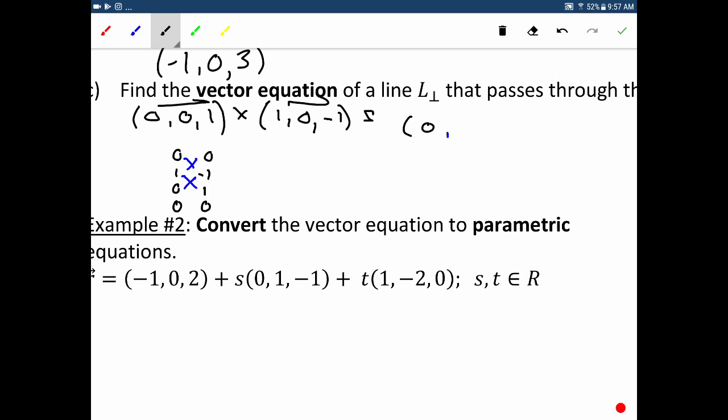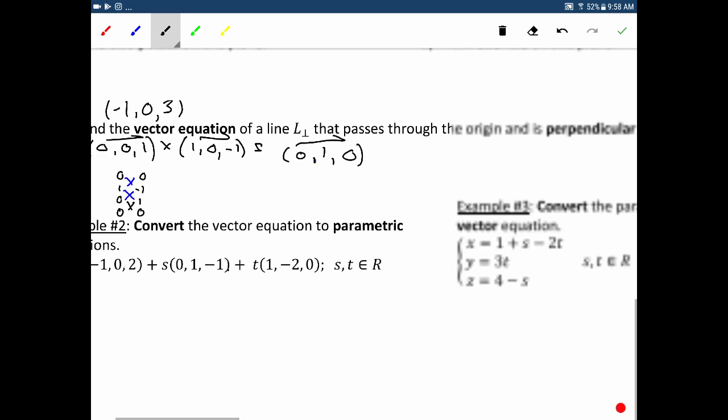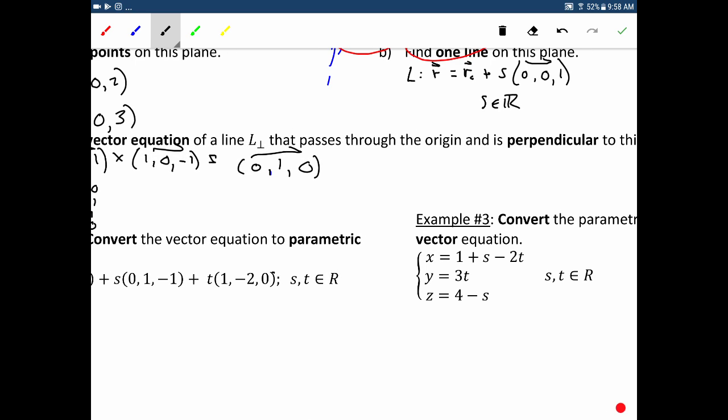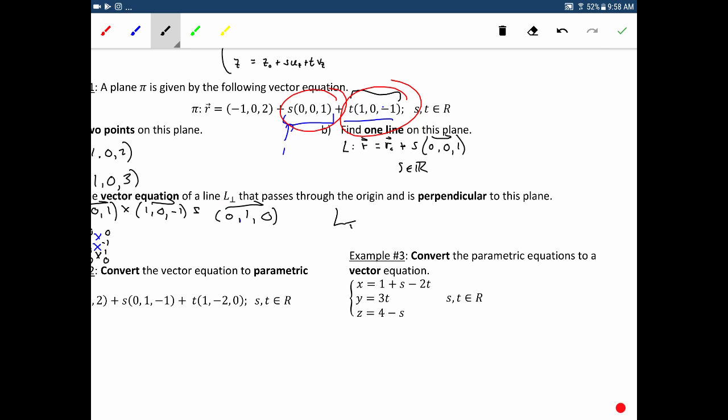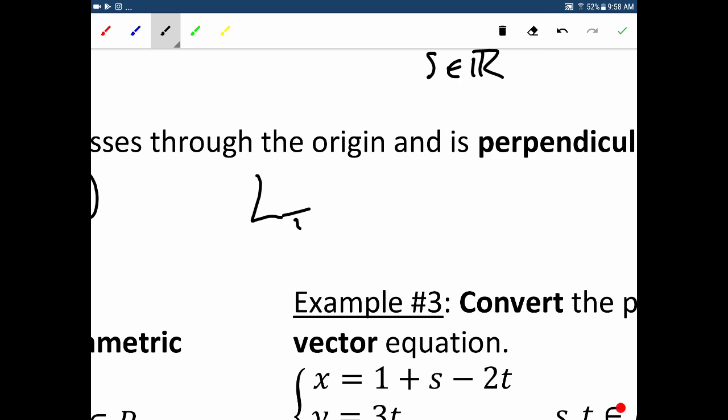And then finally, we got 0 times 0 minus 1 times 0, which is obviously just 0. So our direction vector is just going to be 0, 1, 0. So if I'm going to write this as, or it wants it written as a vector equation. Hold on, let me try that again. That's pretty bad.